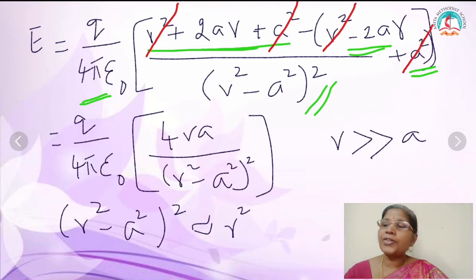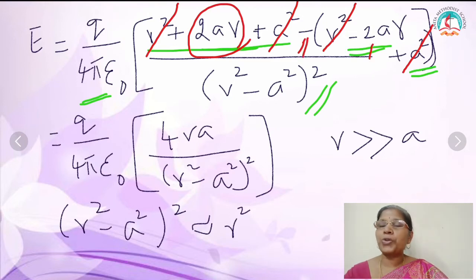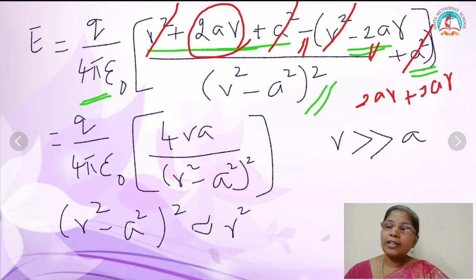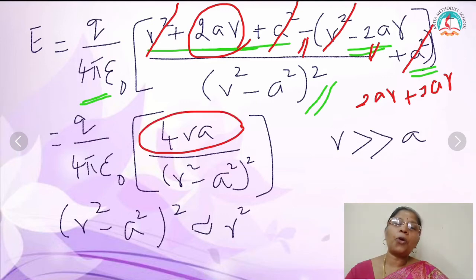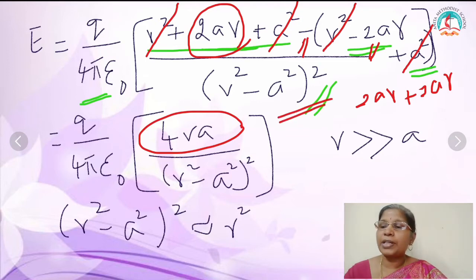So what remains in the numerator? Here plus 2ar, and minus of minus 2ar, since minus into minus is plus. So 2ar plus 2ar gives 4ar. Now in the denominator, (a plus b) into (a minus b) means a square minus b square, the whole square. Now you see, Q by 4 pi epsilon 0 times 4ar divided by (r square minus a square) the whole square.